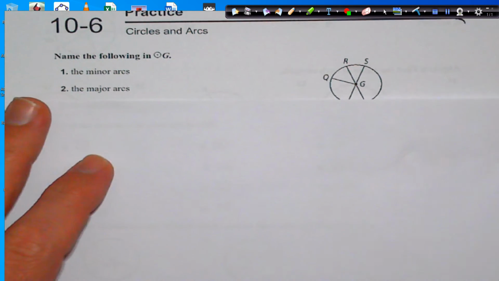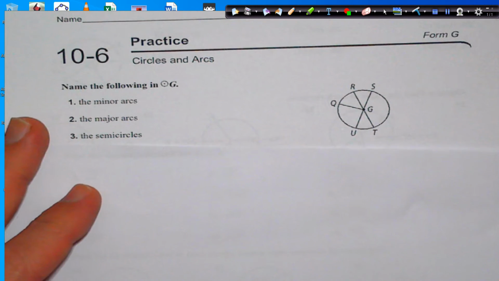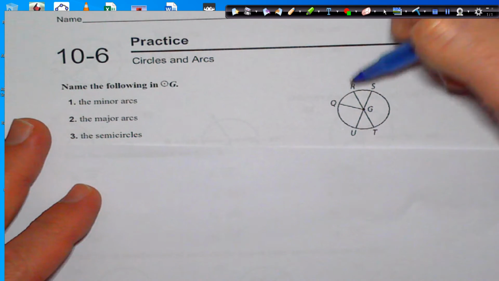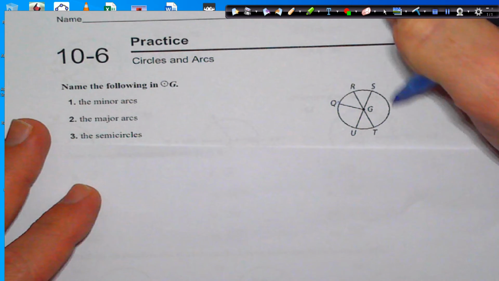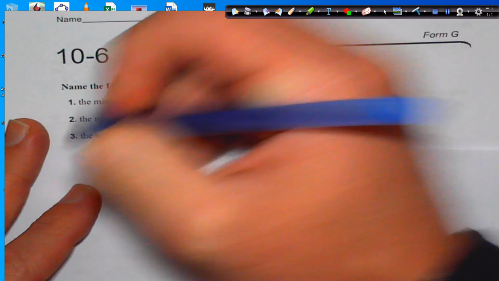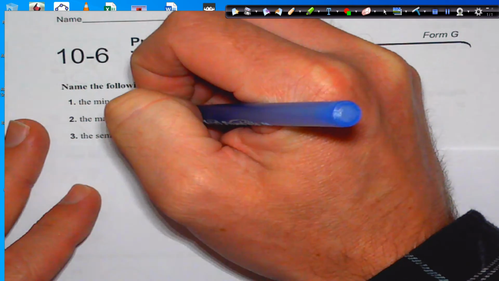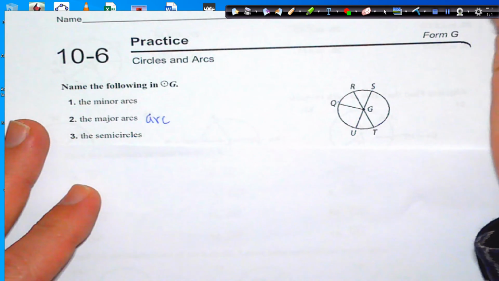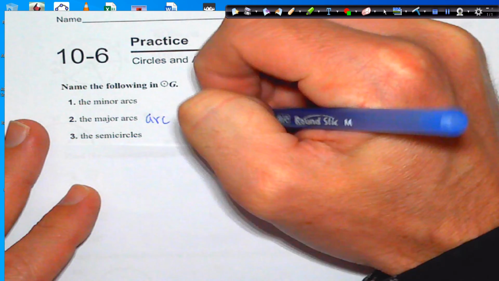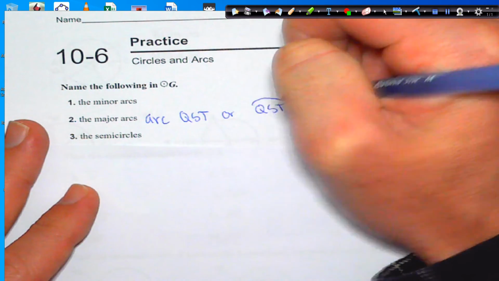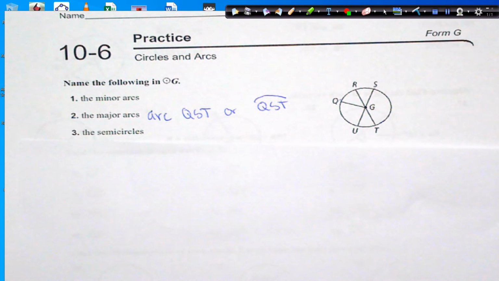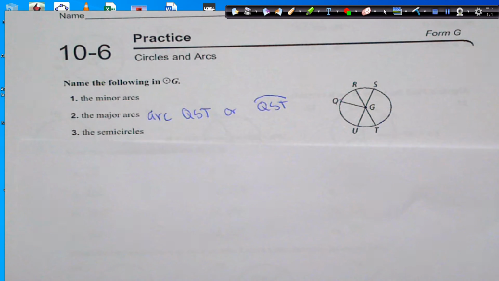So major arcs, lots of answers here. Let's go Q, S, T. So if I go Q to S to T, that's clearly over 180. So we're going to go arc. You can either write arc and then go QST, or we can do QST with the curve. Now, we'll go formative. You're going to see me use the word arc because we can't make that little arc right there. And I think I did multiple choice for these ones.